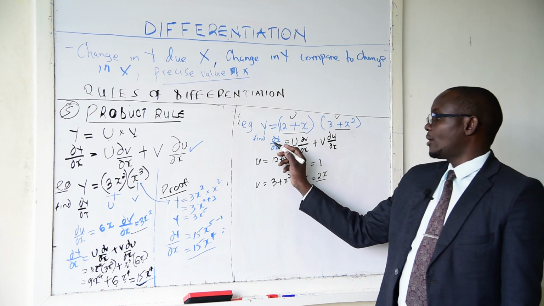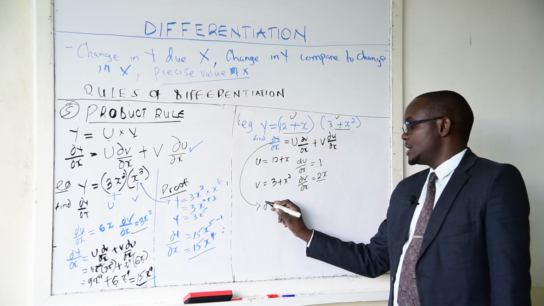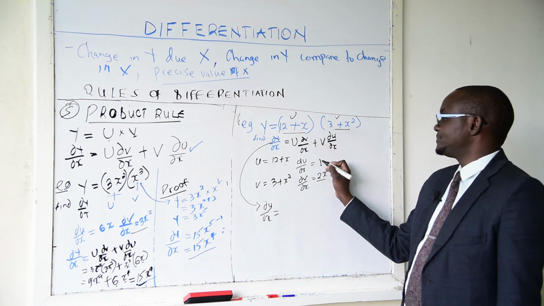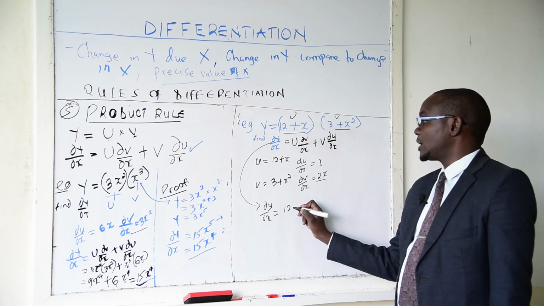We go back to our formula here. dy over dx equals our u, we know our u is here. Our u is 12 plus x.